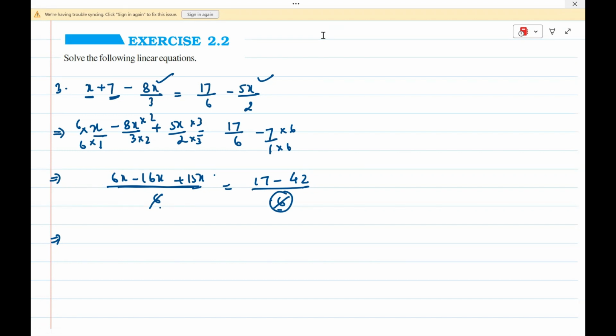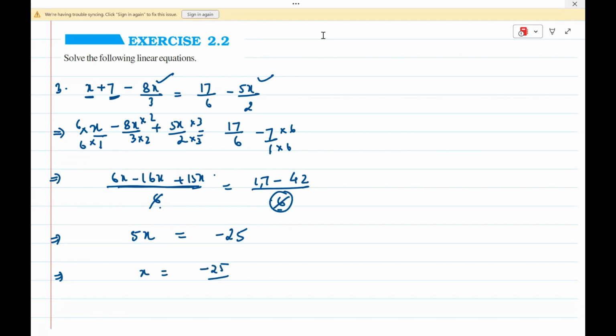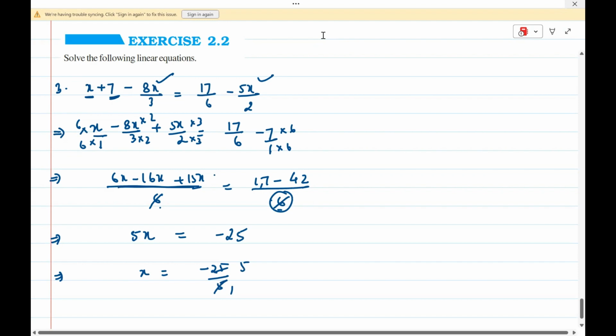Here, when I add, 15 plus 6 is 21. 21 minus 16 is how much? It is 5x. And that is equal to, here you can subtract. It is 5 and then 2, 25 minus 42, because 42 is the bigger number. So after subtracting, we take the bigger number's sign. So x is minus 25 upon 5. 5 ones are 5, 5 fives are 25. So x is minus 5. And this is the answer.